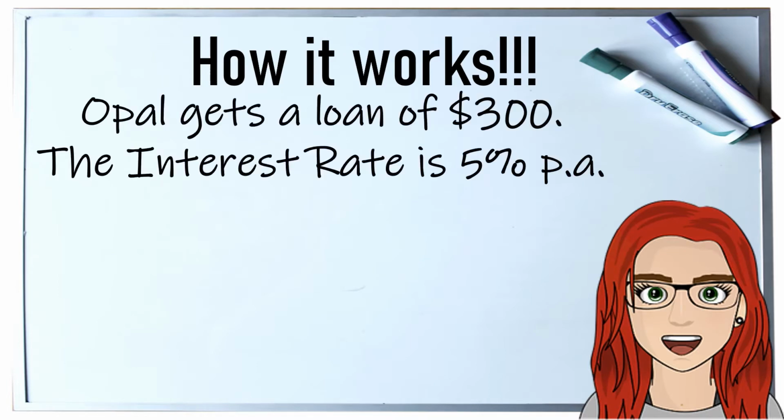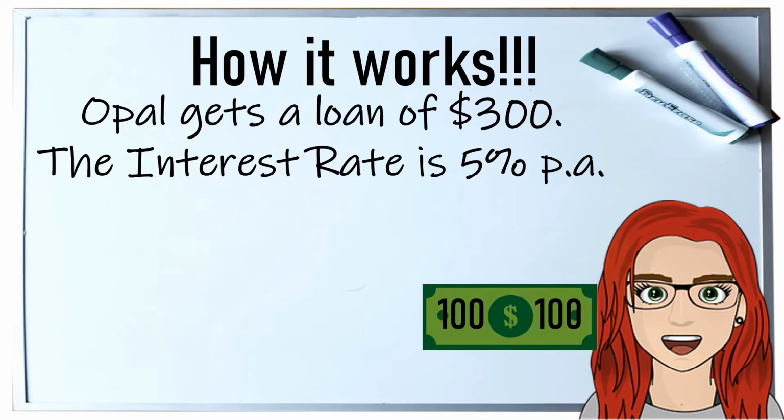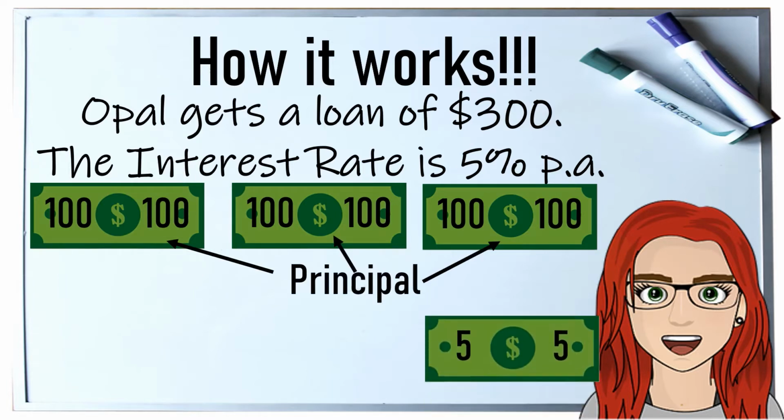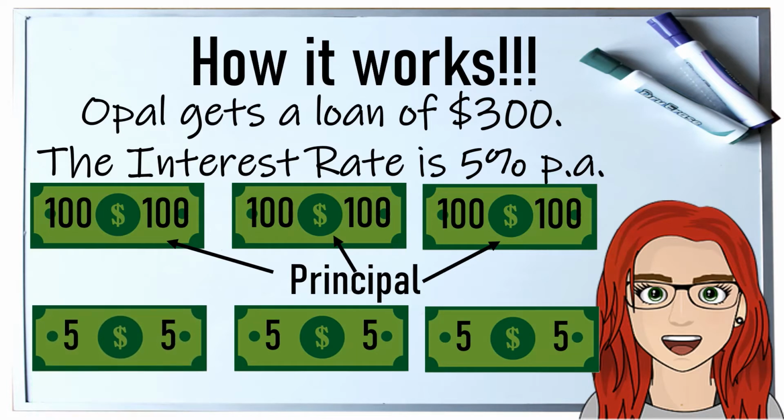Opal gets a loan of $300, the interest rate is 5% per annum. So she owes $300 or 3 lots of $100. This makes up the principal. For each of these $100, she has to pay $5. So she ends up paying 3 lots of $5, which gives us $15, which is the interest.